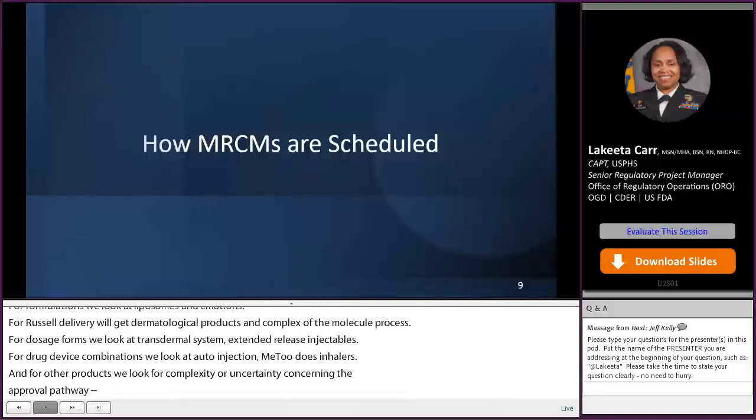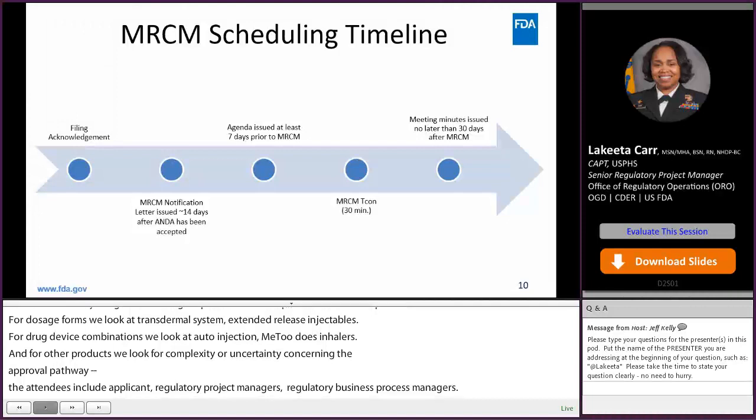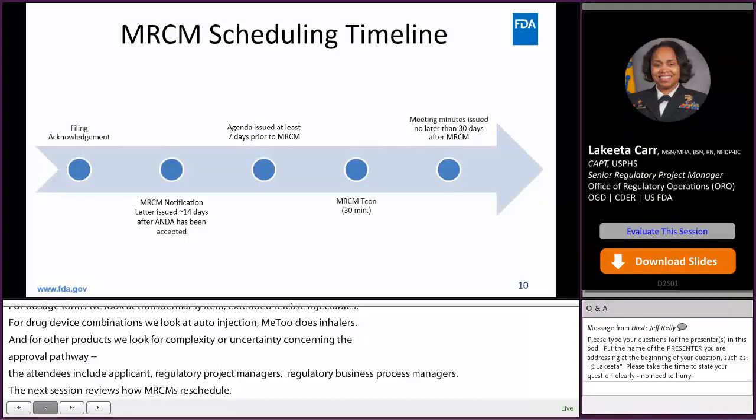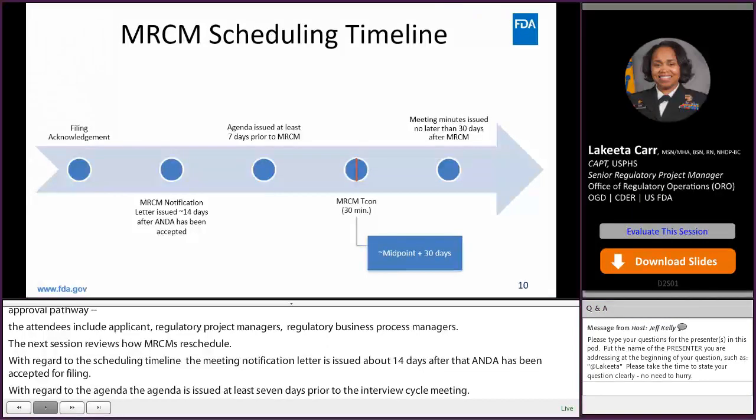The next section reviews how mid-review cycle meetings are scheduled. With regard to the scheduling timeline, the mid-review cycle meeting notification letter is issued about 14 days after the ANDA has been accepted for filing. And then the agenda is issued at least 7 days prior to the mid-review cycle meeting. The mid-review cycle meeting, again the 30-minute meeting, occurs at about the midpoint plus 30 days. And then meeting minutes are issued no later than 30 days after the mid-review cycle meeting.